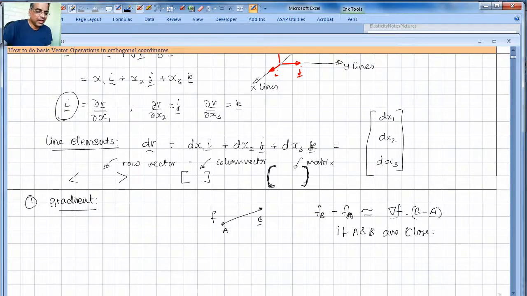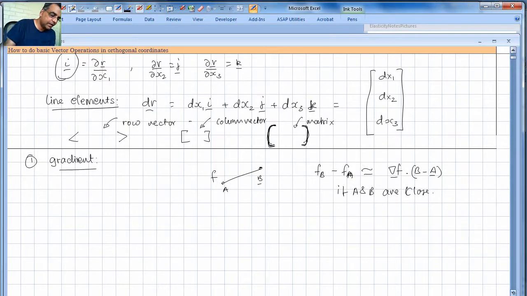We are going to formalize this idea. The formalized idea will tell you that df, that is fb minus fa, is a vector which is equal to gradient of f, which I am going to write like that, times dr, which I am going to write as a column vector. Let's see if that makes sense.